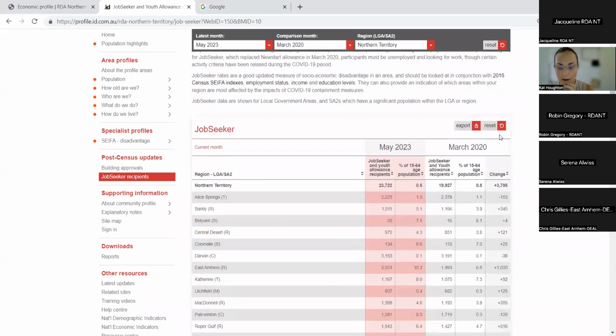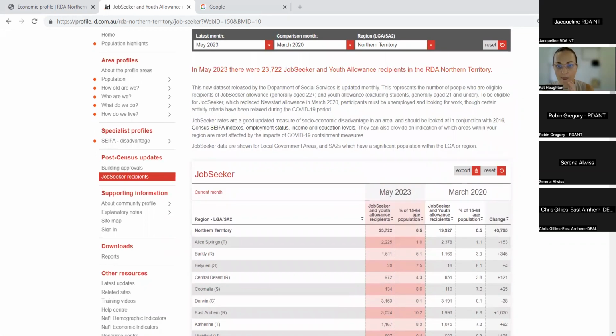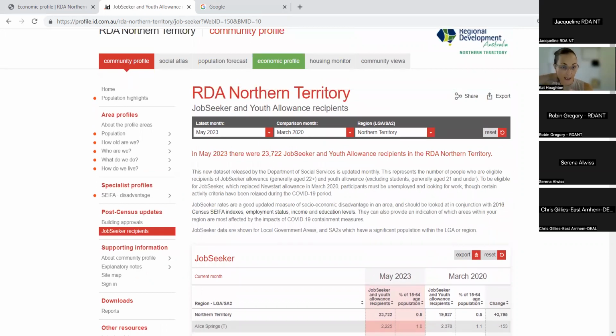I think you can, on this page, sign up for updates when this particular data set gets updated. You can get your data updates, and I would do that because this is a really good one to be able to monitor month on month what's changing in terms of your Centrelink payments and things like that.